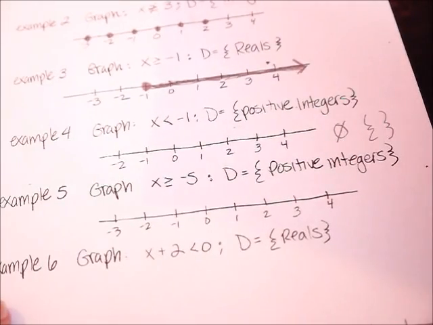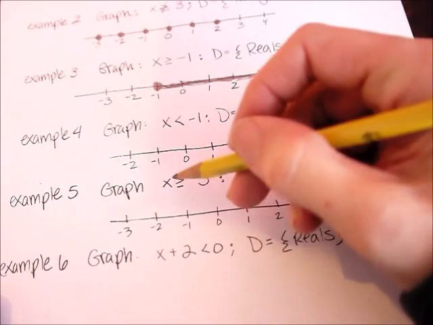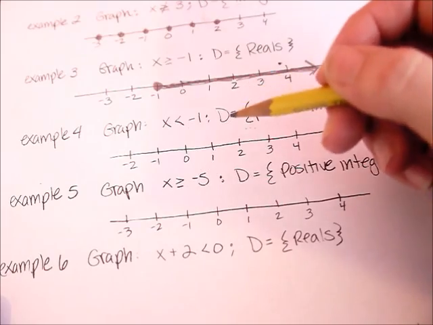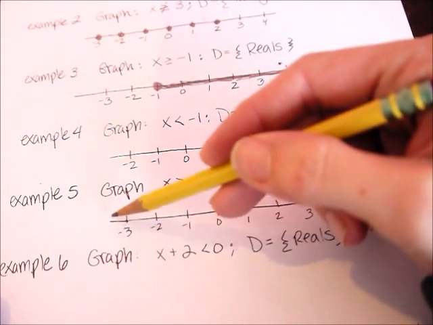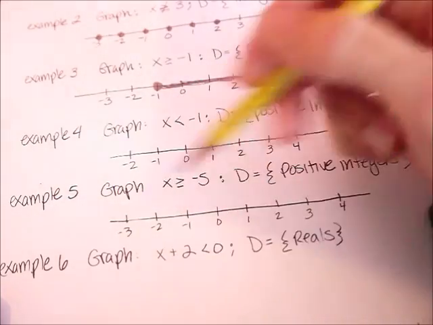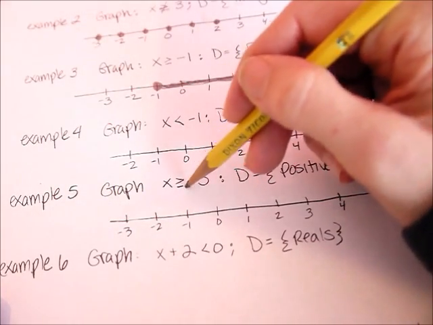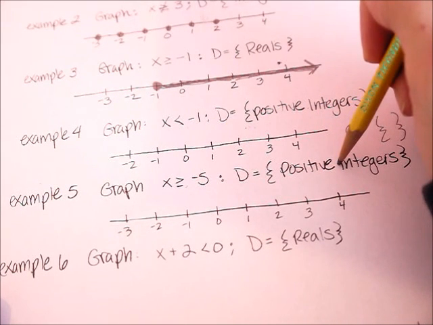All right, example 5. Again, we've got positive integers, and now it's greater than or equal to -5. Okay, so -5 is down here somewhere. I didn't write it in, but let's say it's way down there.